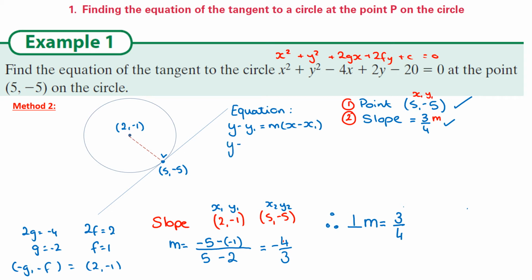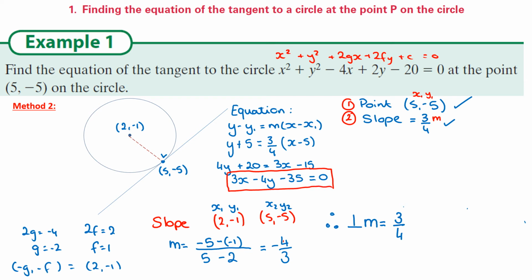y minus y1, so that's y plus 5, equals m, so 3 over 4, times x minus 5. Multiply both sides by 4: 4y plus 20 equals 3x minus 15, and that gives me 3x minus 4y minus 35 equals 0, and that's the equation of the tangent. So it's a little bit longer, but everything we're doing is quite straightforward. There's nothing very nasty there. It's really about the logic, so making sure you understand the logic.